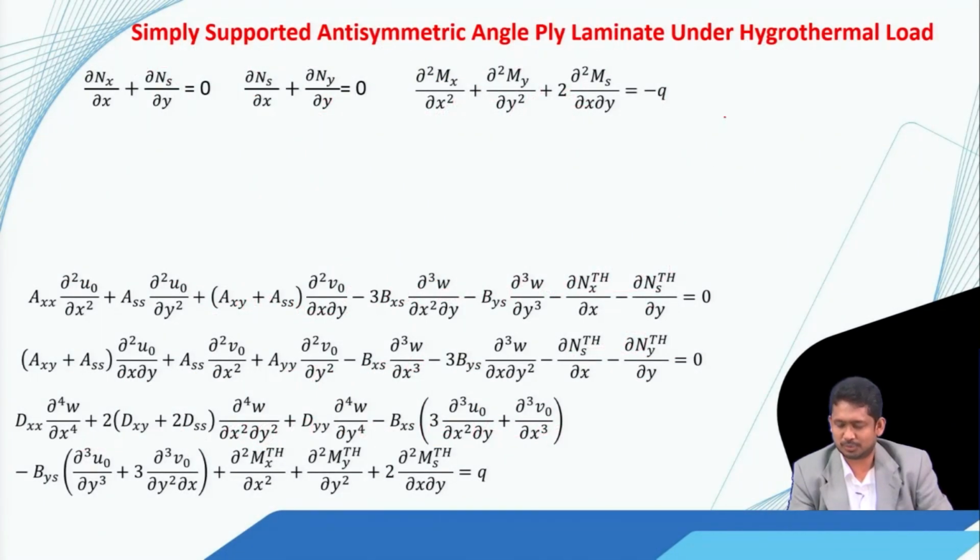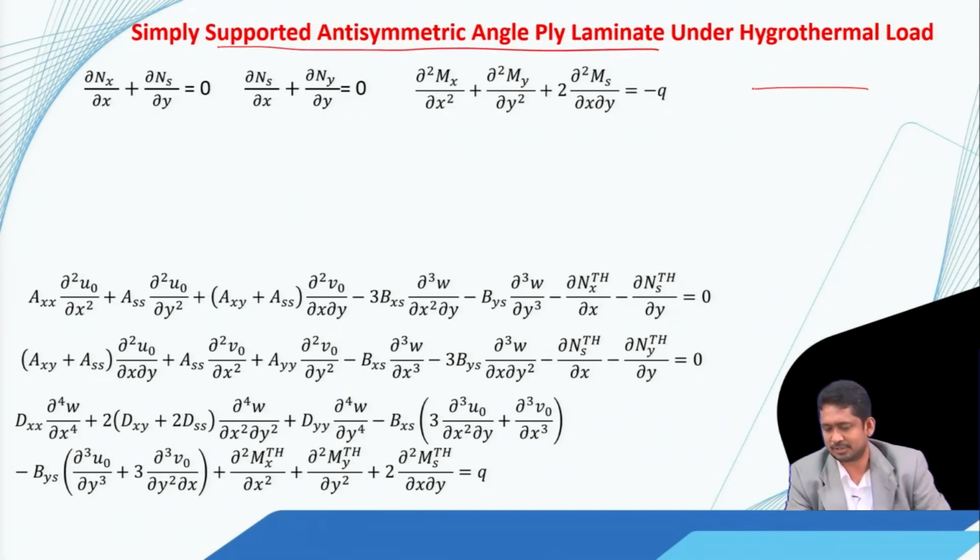Now, let us look into this example. Here we have a simply supported antisymmetric angle ply laminate. We have seen before that when there was no effect of moisture or temperature, we could solve this problem using the Navier's solution approach, but here in the presence of these factors we cannot have that kind of solution, and we will see why.